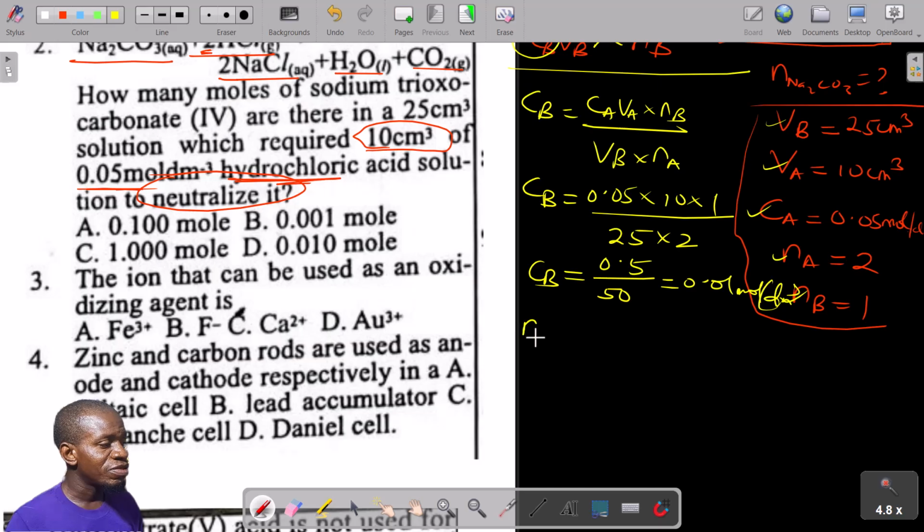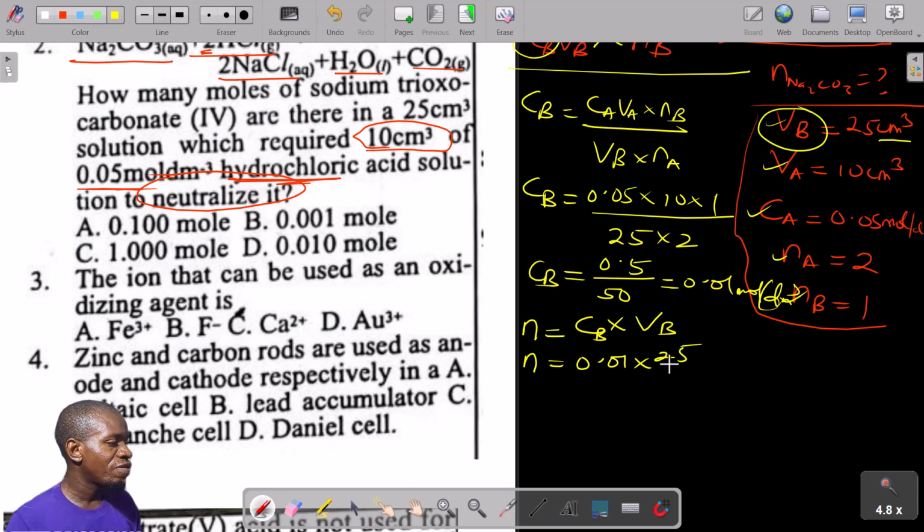For me to get the number of moles, number of moles is equal to C times V. So the number of moles is equal to my Cb times the volume of your base. What is my Cb? 0.01 times, what is my Vb? My Vb is 25. Since it's in cm³, I'll convert it to dm³ by dividing by 1000. So 0.01 times 25 divided by 1000 is going to give me 2.5 times 10 to the power minus 4 moles.